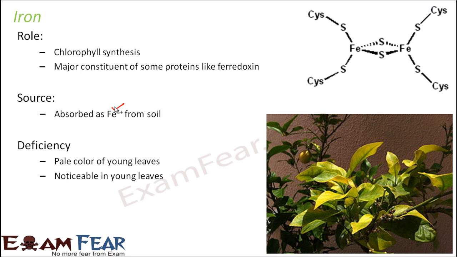For example, if iron is being transmitted from the older parts towards the younger parts, in that case it should be first noticeable in the older parts. But if it is being transmitted from younger parts towards the older parts, in that case it should be noticeable in the young leaves. So in the case of iron, it is first noticeable in the young leaves, and then gradually it is transmitted to the older leaves.